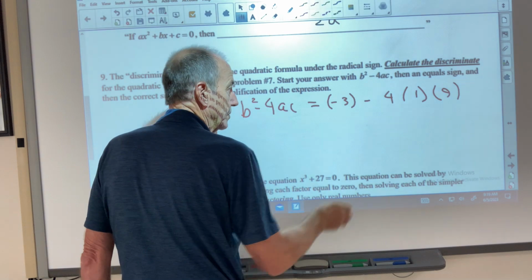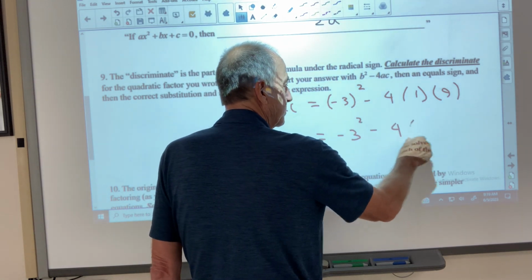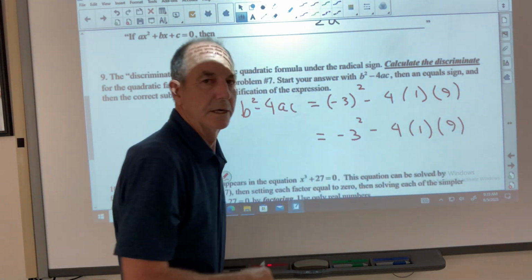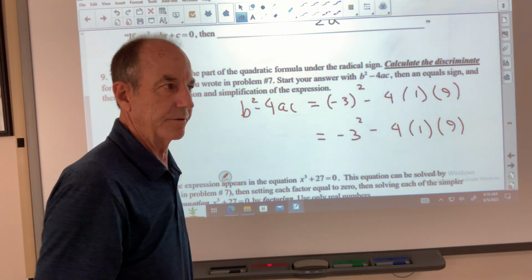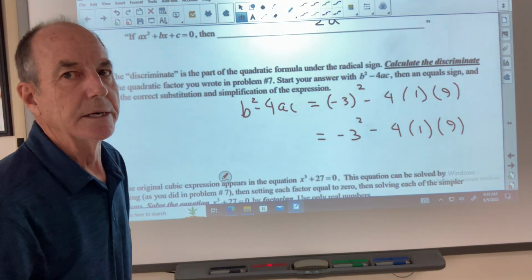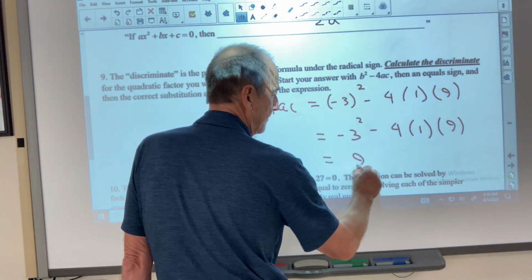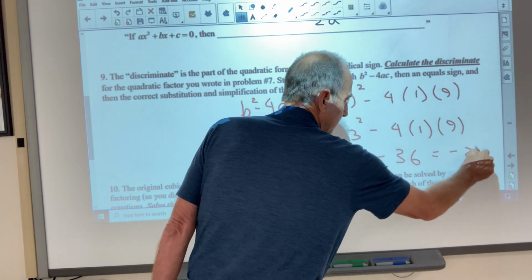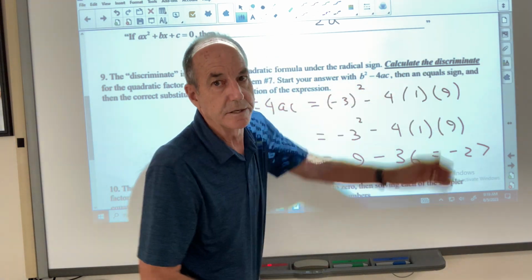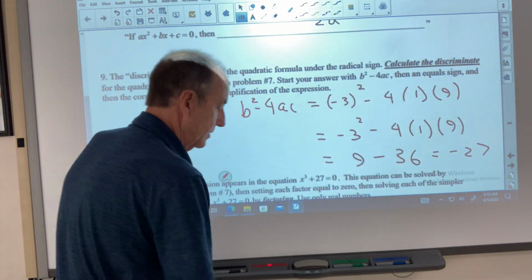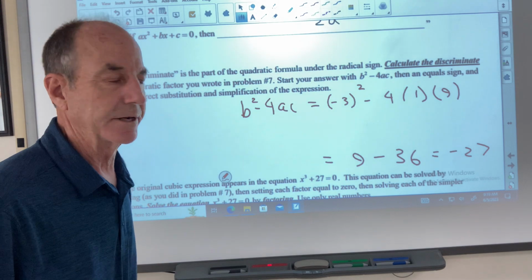I had a number of students lose credit because they wrote this, -3 squared minus 4 times 1 times 9. Okay, so this is wrong. This says the opposite of 3 squared, which would be the opposite of 9, which is -9, and yet we were supposed to square the negative 3. So negative 3 times negative 3 is a positive 9. So even if you wrote this line right here, it's wrong because this does not equal 9. So no, you needed to have that 9 minus 36 and subtract that out and get minus 27.